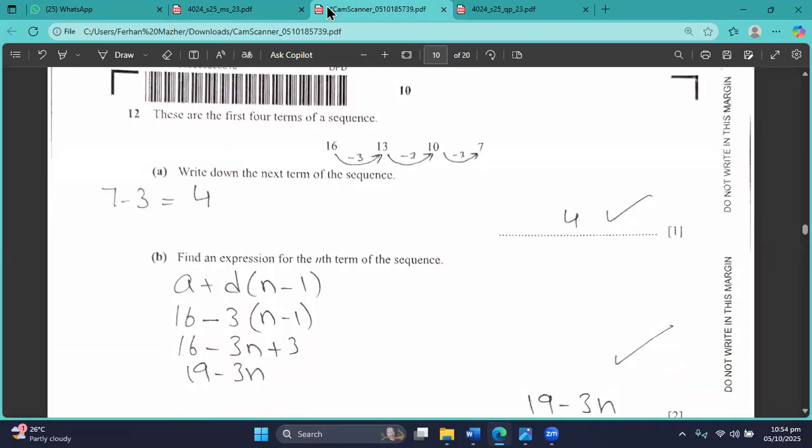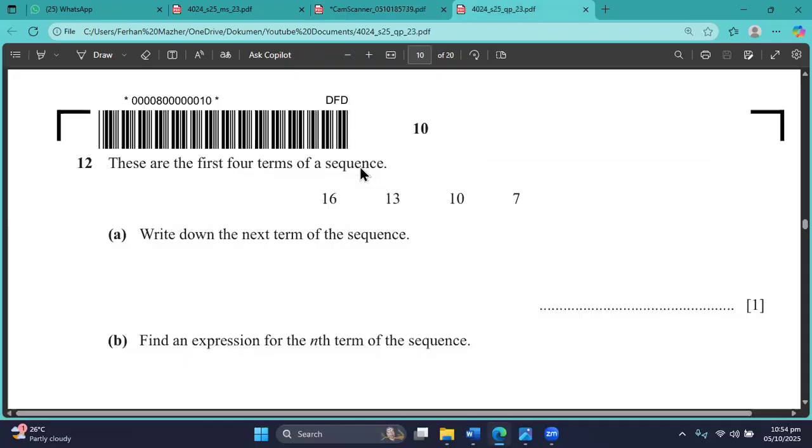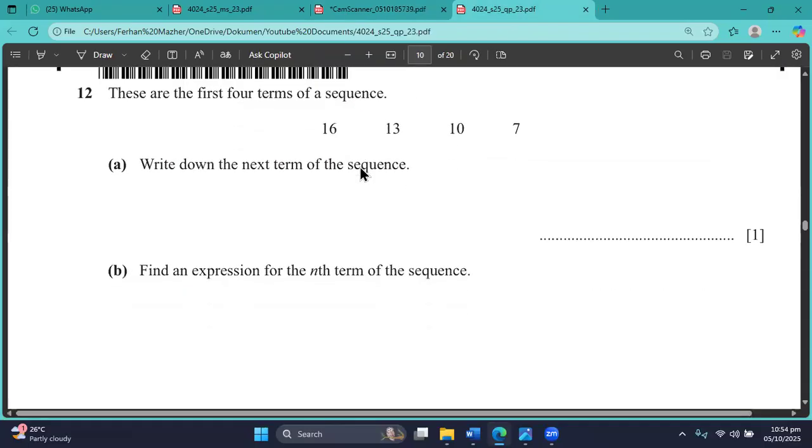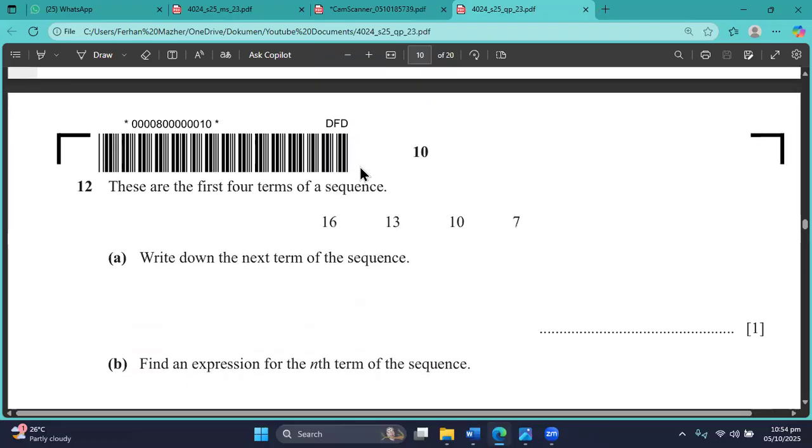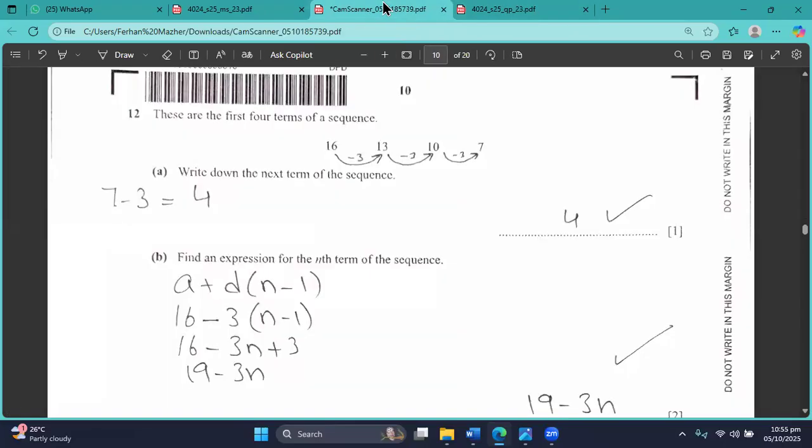Okay. So this is how, because you're getting the next term by subtracting 3. Then the question is a 2 marks question. They want you to find an expression for the nth term of the sequence. Because you are getting the next term by subtracting 3, what we will do, we will use this arithmetic progression formula, A plus D bracket n minus 1. So A means the first term of the sequence.